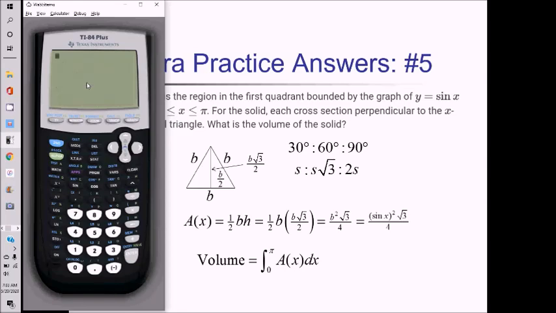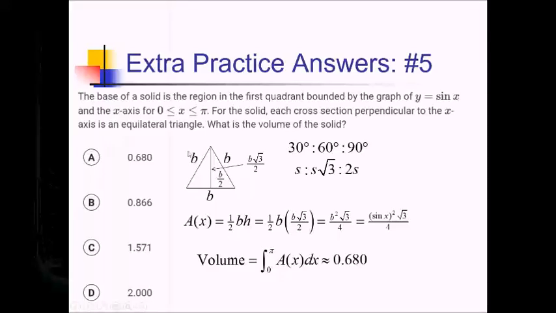Let me quit out of there. And I'm now going to do math 9 for my integral. We're going from 0 to pi. And I'm just going to do alpha trace y2 because that's where I just stored my A of x function. Put a dx there, press enter, and that all comes out to 0.680, which gives me answer choice A.